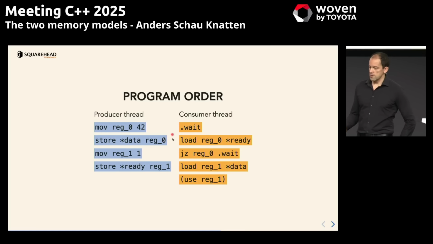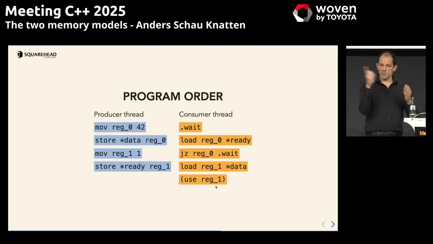On the consumer thread, I have this wait label. I load ready into register 0, and I check, is it 0? Then I jump back to wait. So I just keep jumping around like this until register 0 finally loads true. Then I can load the data into some register and use that register. So now I can use the data. And that's the program order. That's the order that the program is written in.